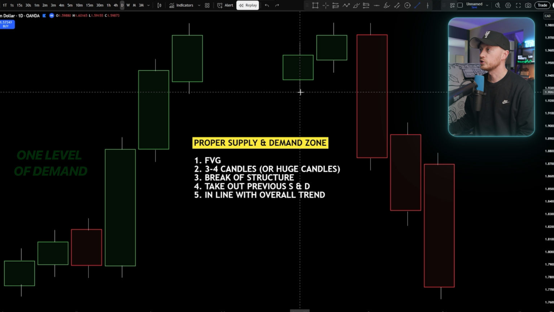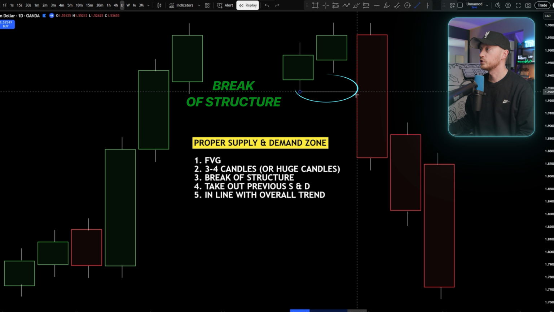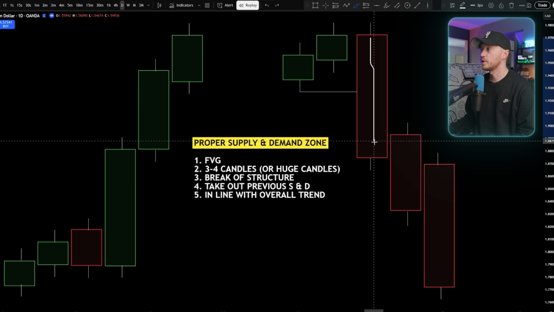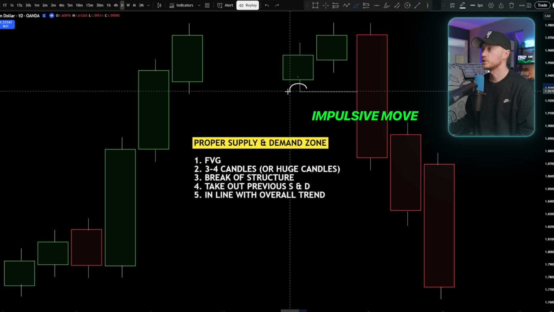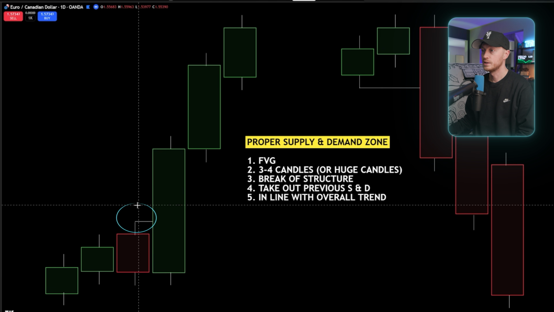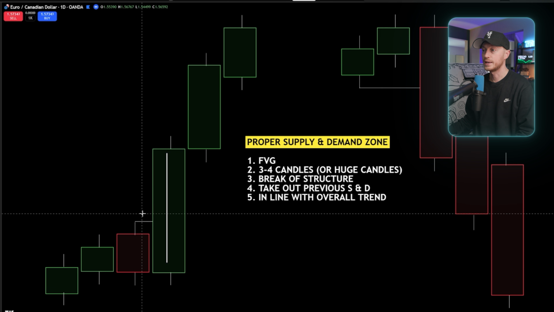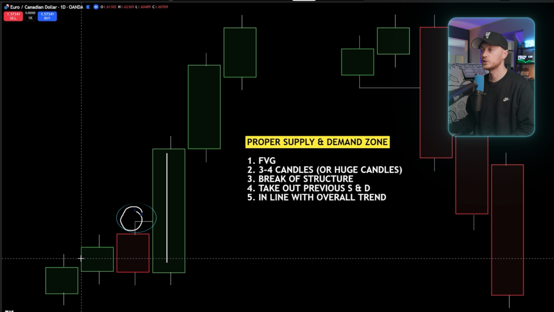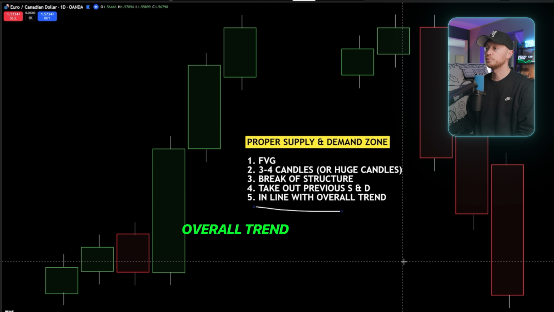All right. 3, I want to have a break of structure. That's just this right here. You want to make sure that this candle, this impulsive move right down right here, is taking out this previous level. And the same goes for the buy side. We just want to see this candle right here taking out this previous level. Really simple.